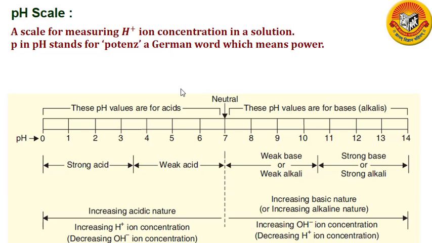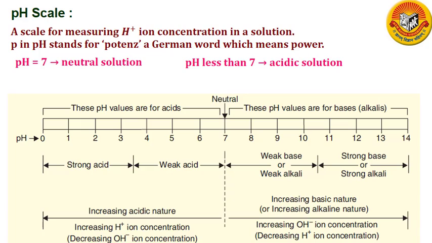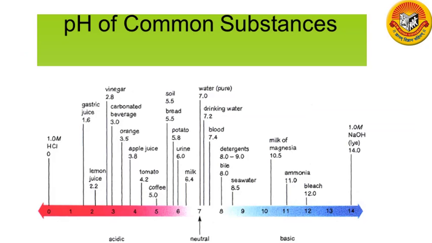So like that, based on the value of pH, we can identify whether the given substance is a strong acid, weak acid, neutral, weak base, or strong base. When the pH is 7, we have already seen that it is a neutral solution. When it is less than 7, it is an acidic solution, and when it is more than 7, it is a basic solution. Here we have the pH of some common substances. 1 molar HCl has pH value 0, which indicates a very strong acid. Now this molar concentration we will study when we are in college.